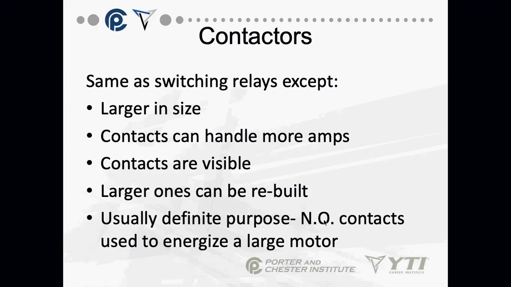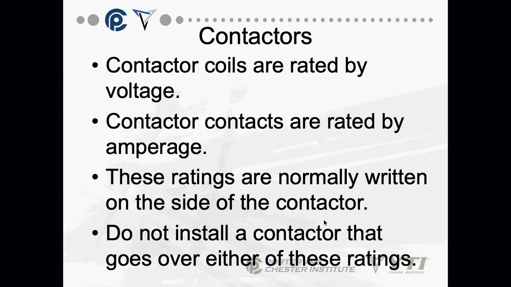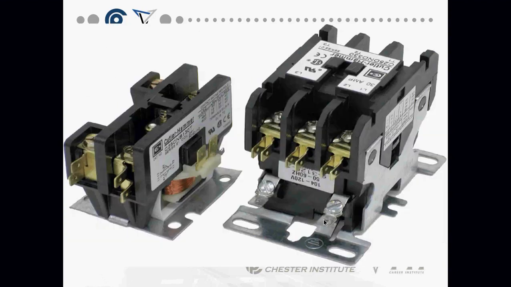They're usually a definite purpose. In other words, they basically have normally open contacts. They're used to energize our larger motors, which include our compressors. Contactor coils are rated by voltage. Contactor contacts are rated by amperage. They're normally written on one side of the contactor. Do not install a contactor that goes over either of the ratings. Contacts are very, very important. Don't install anything that goes over the ratings.